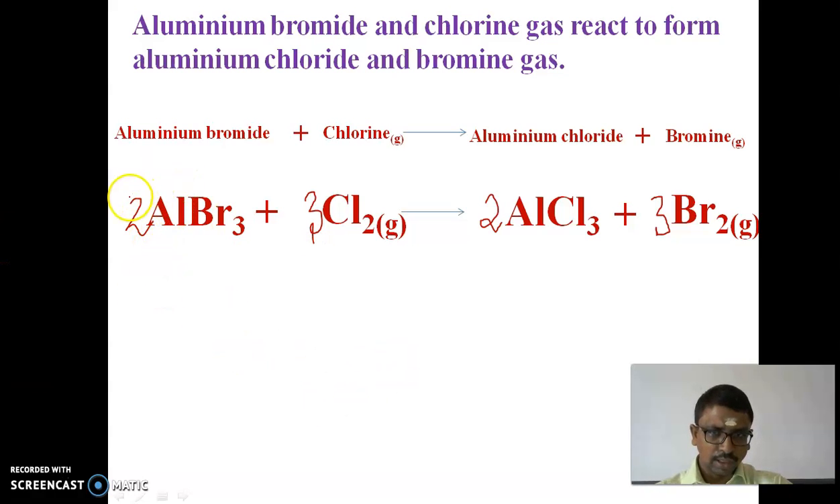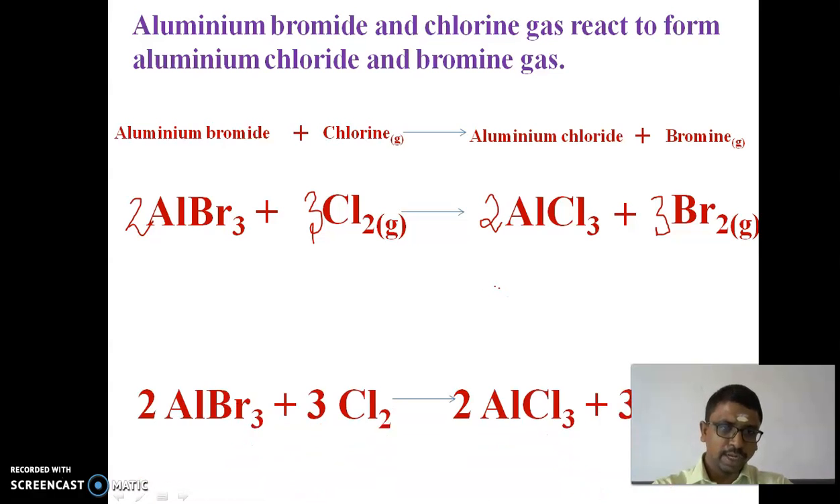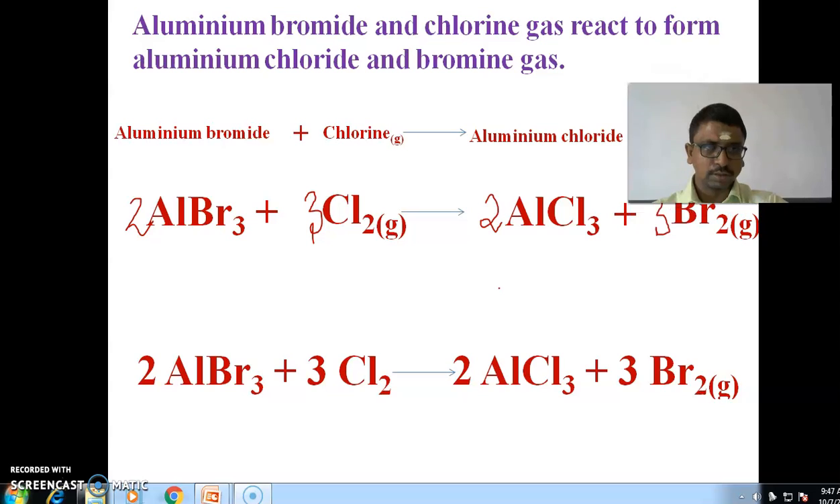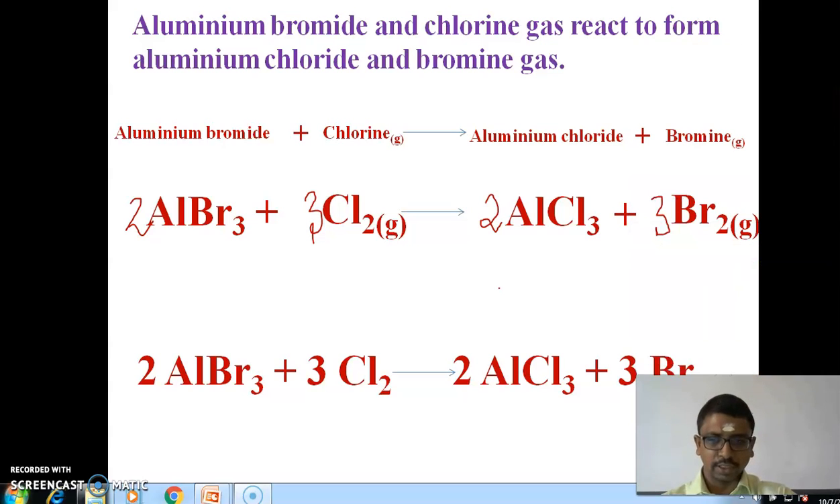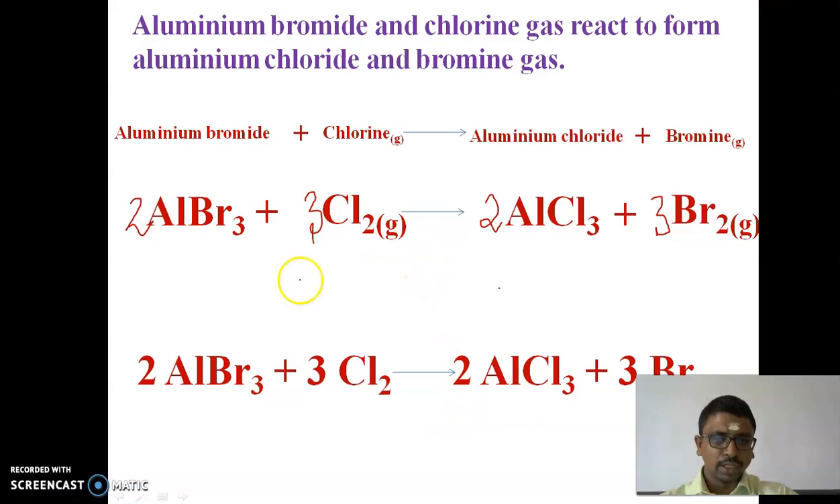Now we can see aluminium will be 2, here also it will be 2. Bromine will be 6, here also 6. Chlorine will be 6, here also 6. Now the equation is balanced. So 2 molecules of AlBr3 plus 3 Cl2 gives 2 molecules of AlCl3, that is aluminium chloride, plus 3 molecules of Br2. So this is the balanced equation. And next we can go for the next question.